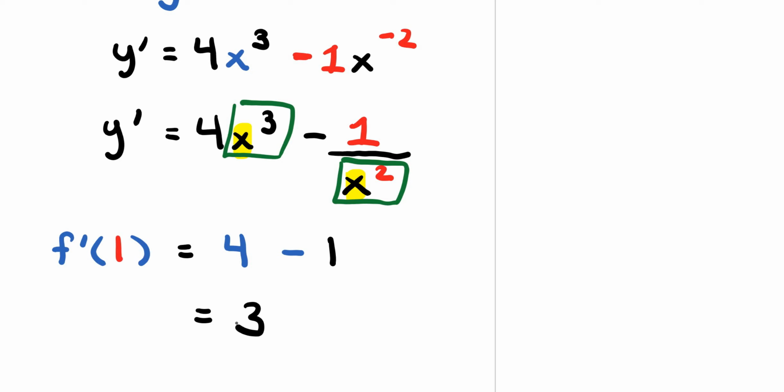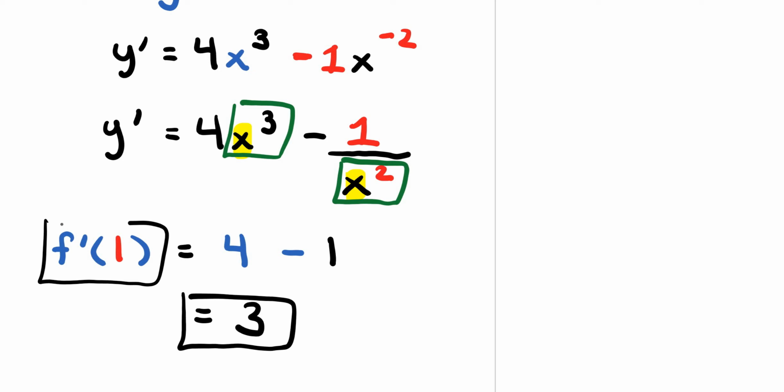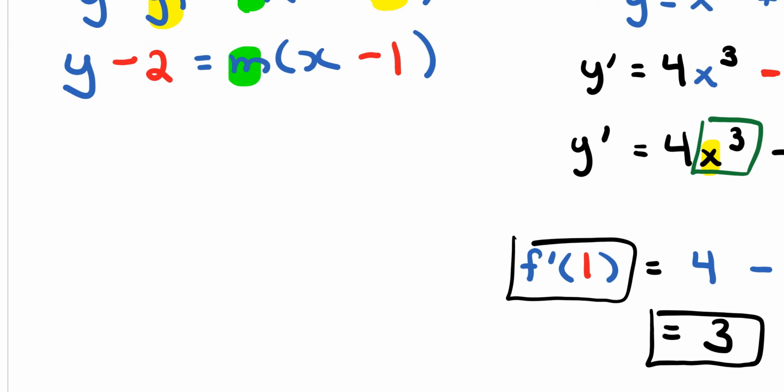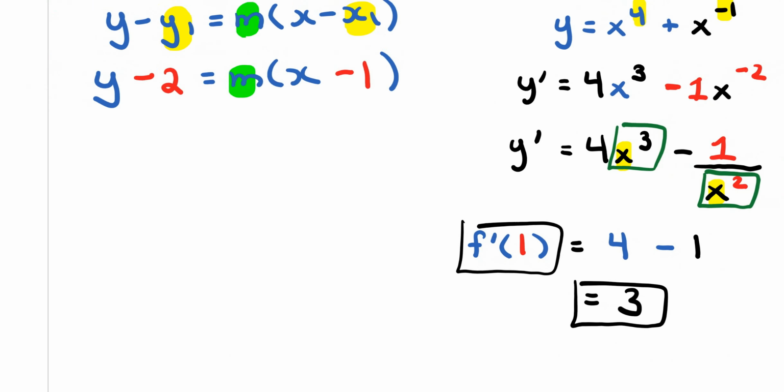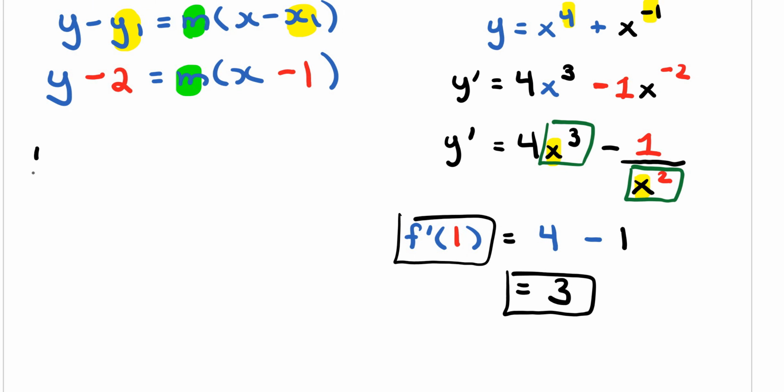Okay, so there you go. There is my slope right there. So f prime of 1 is equal to 3. All right, so if I go back to my equation of the tangent line here, the final answer will be y minus 2 equals 3 times (x minus 1). So that's the equation of the tangent line right there.